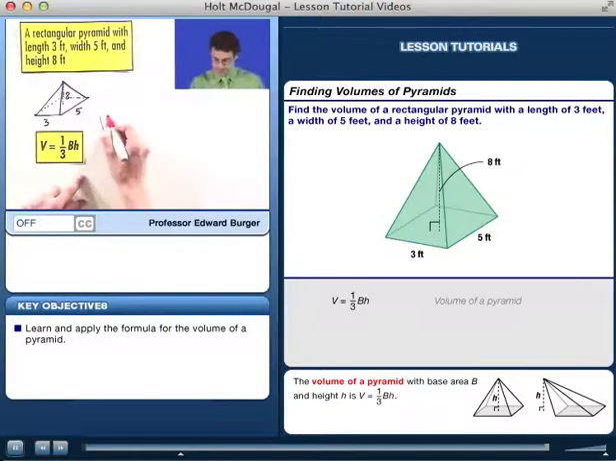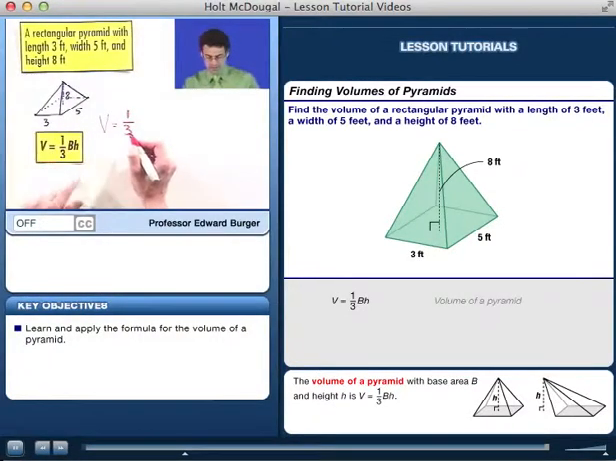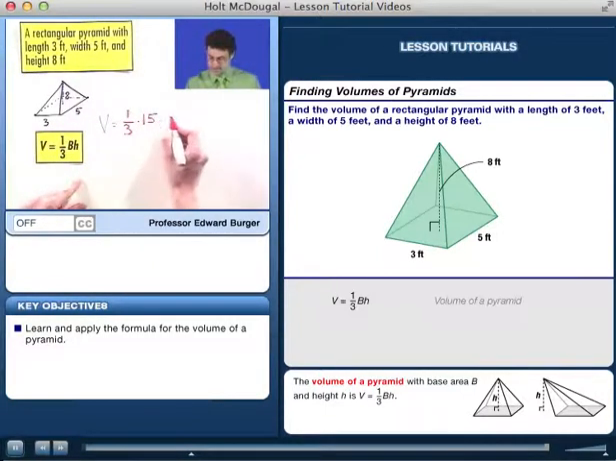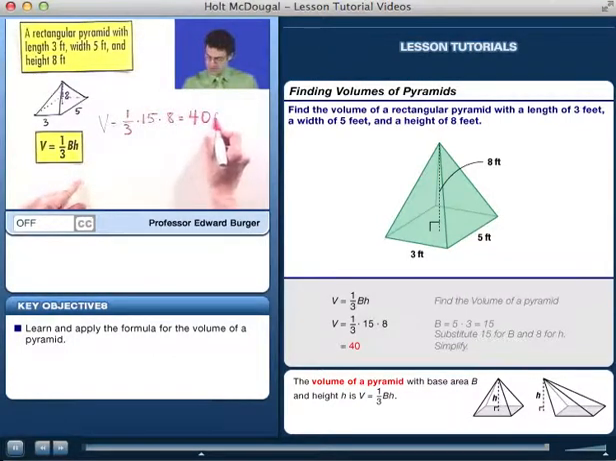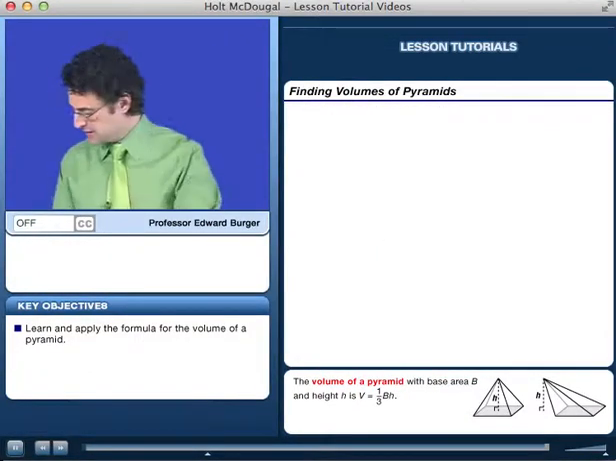So for this question, it's really easy to do. The volume is just going to be 1/3 the area of the base, which is 5 times 3, which is 15, times the height, which is 8. And if we simplify that down a little bit, we see this is just 5 times 8 is 40. And what are my units? My units are feet. This is volume, so it's feet cubed. Neat. So you can see the formula in action. Let's try another example.